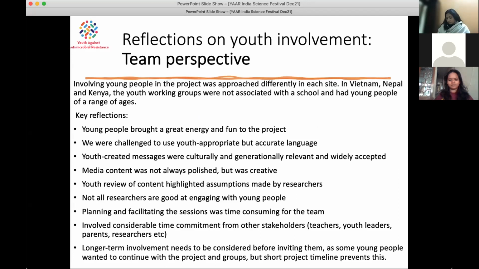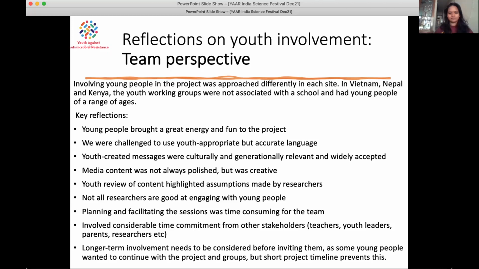And then from our team, what we felt about youth involvement. Overall, we felt that they brought a great energy to the project. But more than that, they really challenged us to use the right language, youth appropriate but accurate language. We felt that the youth created messages would have been more culturally and generationally relevant than if we, as an older team, had tried to create them.